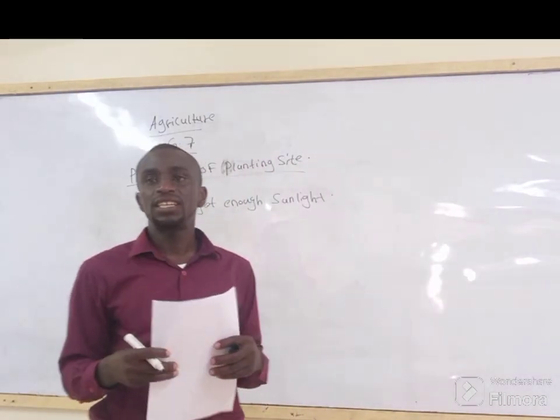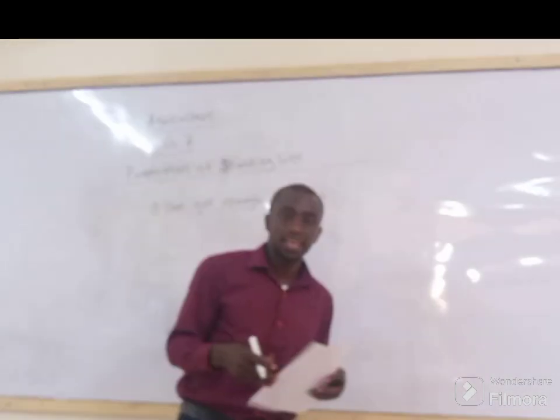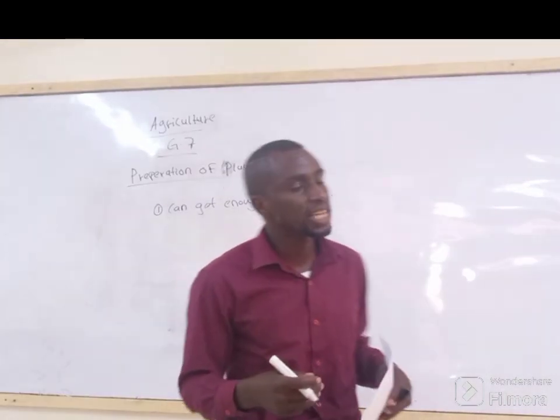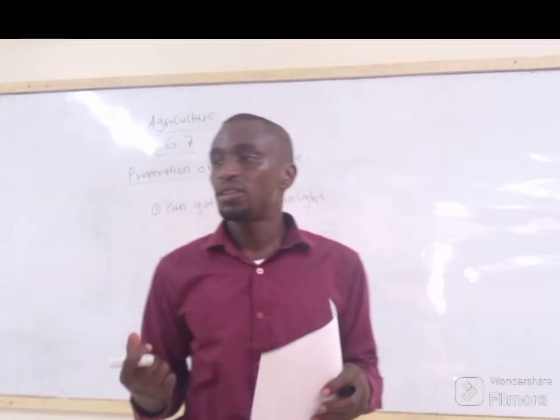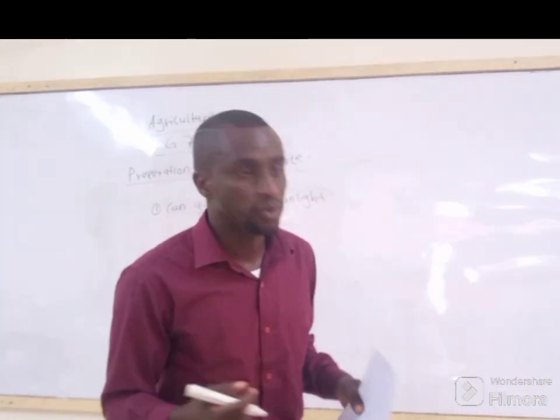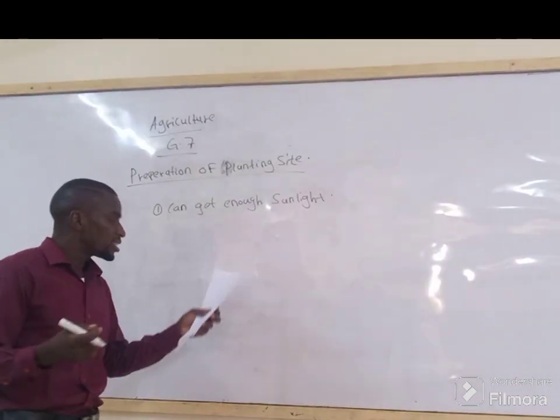You know, sunlight is normally used by the plants. The plants use sunlight to make their own food. So if you select a place where the sunlight is not enough, then your crops will not flourish well. So make sure the place has enough sunlight.